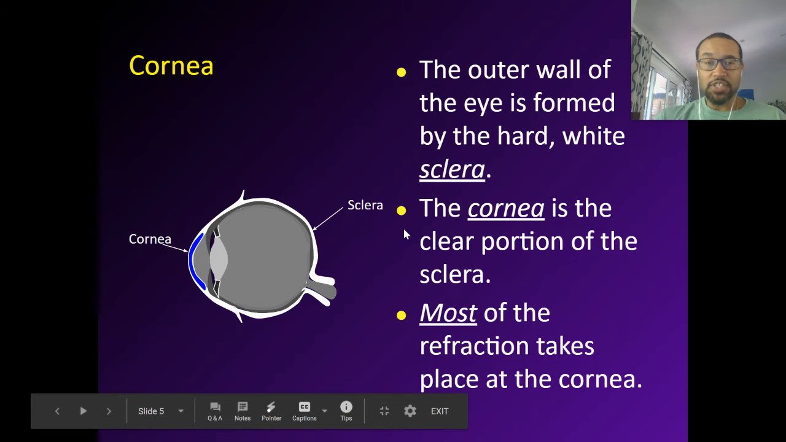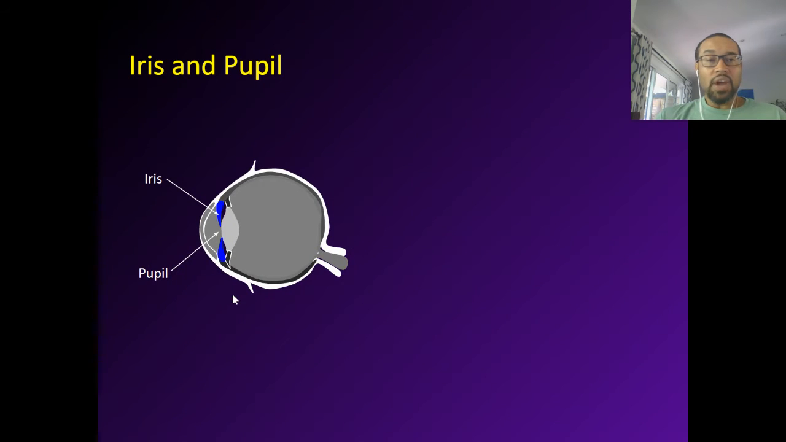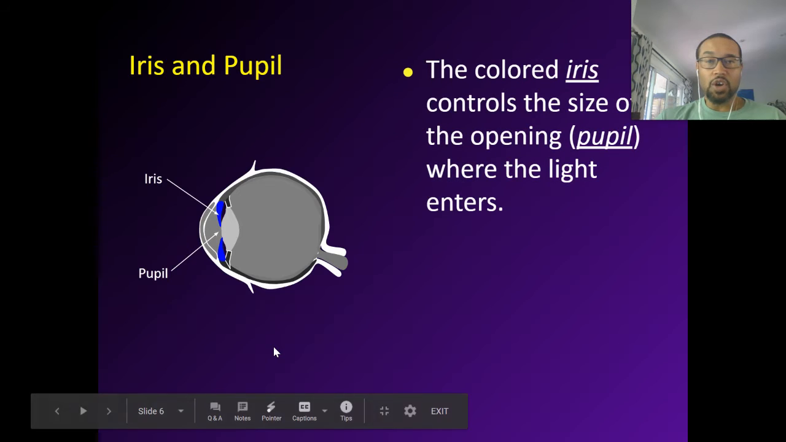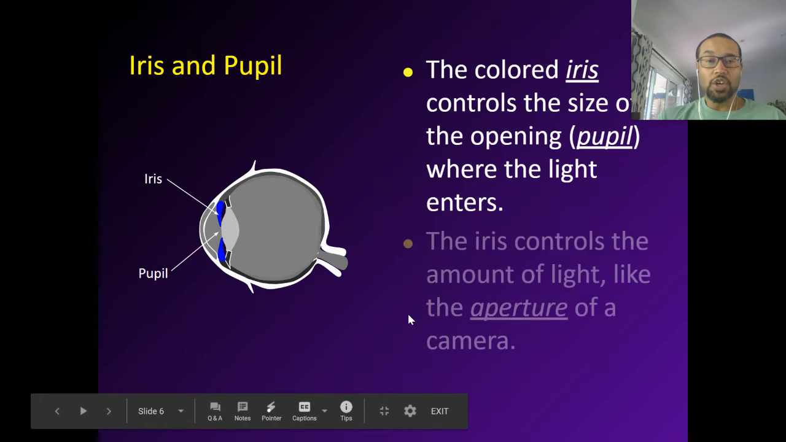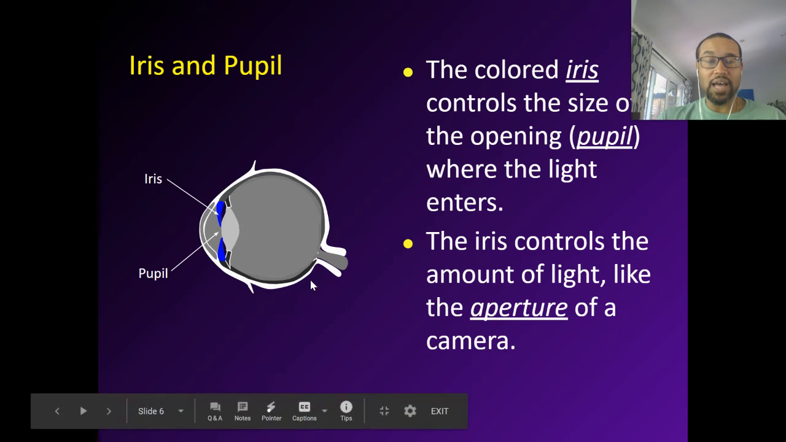Most refraction takes place here. Already said that. So more refraction takes place at the cornea than actually on the lens. The iris and the pupil are strictly for light control, right? They can open up. And as I said, the iris is the colored portion. So they can open up in low light conditions in order to let as much light through as possible. They will close, contract in high light conditions because you don't need as much coming through. And if you're a photographer, it's kind of like the aperture on a camera.